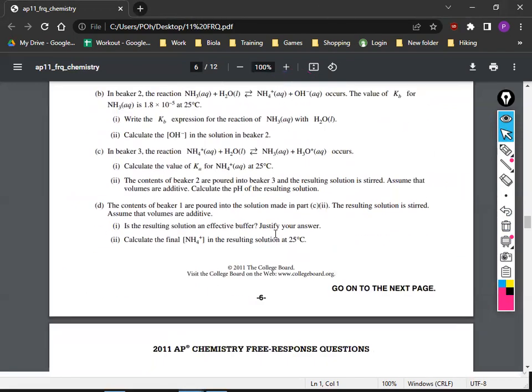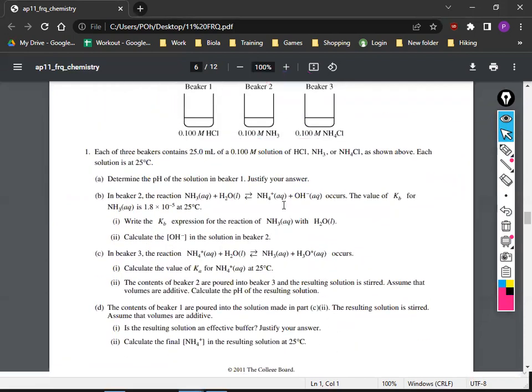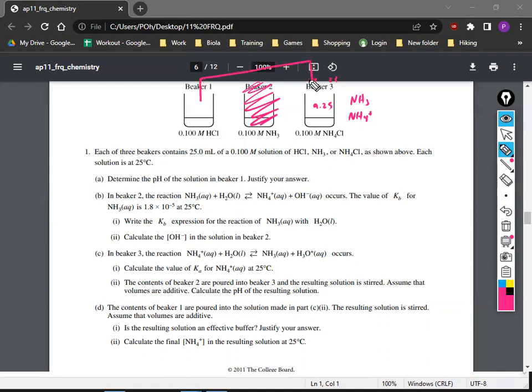So for part D, basically you're continuing on with what happens in part C. Part C says you mix beaker 2 and 3, and so everything is in here. So we'll say 2 and 3, and we said the pH here is 9.25. Now we know that in here we have NH3 and we have NH4 plus, and they're in equilibrium with each other. Now they're saying you're going to take the contents of beaker 1 and add it to this beaker. So you're mixing all 3 of them together now. And then the question is asking, is it a buffer after you mix all 3 of them together?